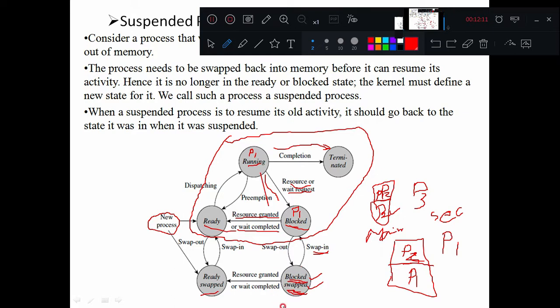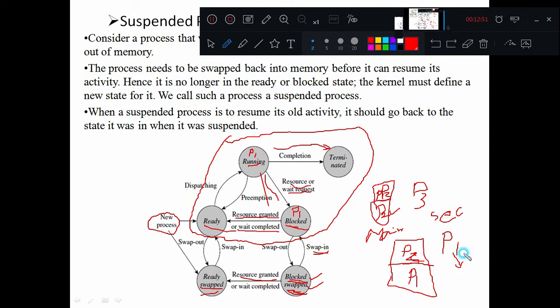Next, let us assume P1 was in blocked state and it was swapped out and entered into blocked swapped, right? In that case, when P1 is in blocked swapped state and the resource is granted, the same event, as you can see here, when it was in blocked state, it will change to ready state once the resource is granted or the wait is completed. So even when the same event occurs with that process in blocked swapped, to which state will it jump? It will jump into ready swapped, because it has already been swapped out.